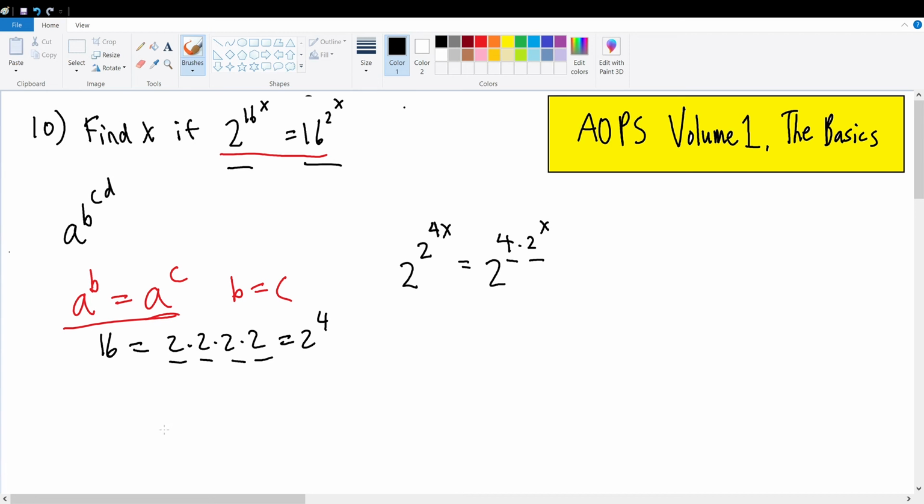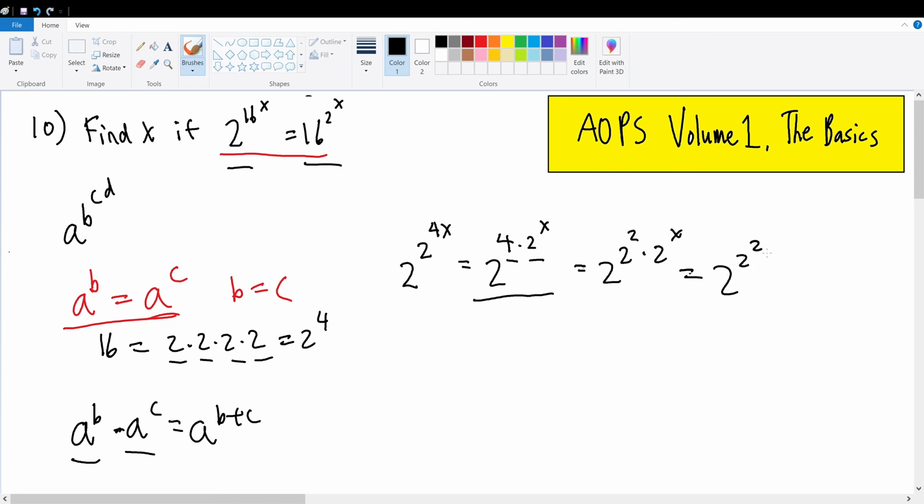The only way to further simplify the exponent present within this term is to apply the rule that a to the b times a to the c is equal to a to the b plus c. Notice how the two bases are alike. Only then, once multiplying together, can we apply this formula. We see here that 4 is equal to 2 squared. Therefore, this is equal to 2 to the 2 squared times 2 to the x, which is equal to 2 to the 2 plus x.